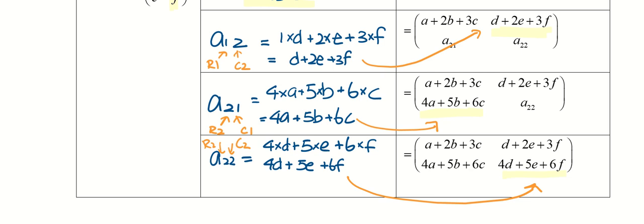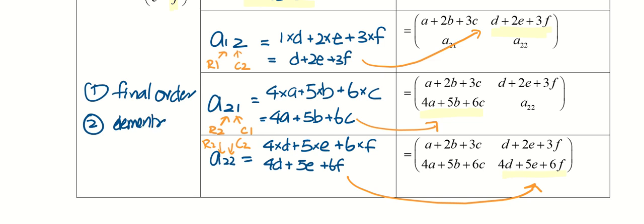Now you've got to practice this for you to get it inside your blood, or else you will get very confused. So two things to determine. Number one, you must know what is the final order. I say again, you must know what is the final order. Number two, you must know what are the elements. Okay, so with that, let's look at one example.